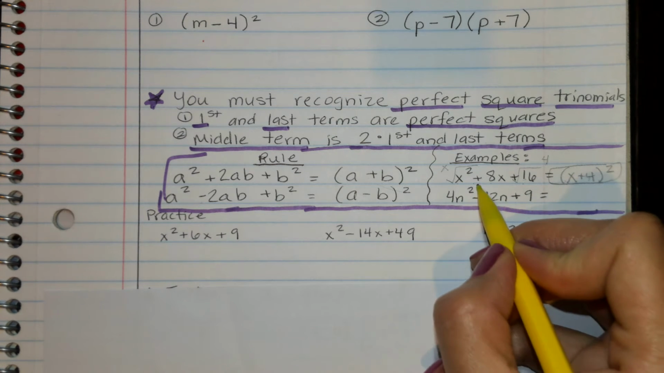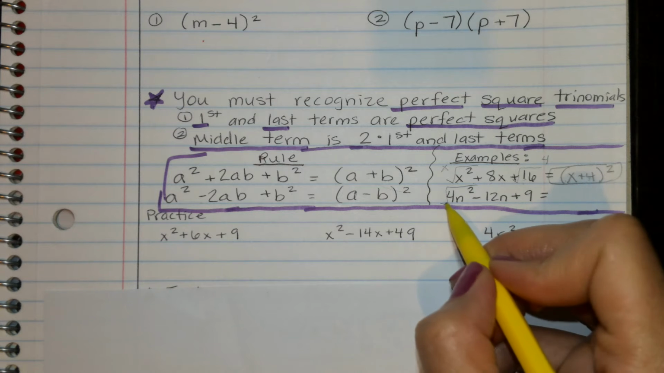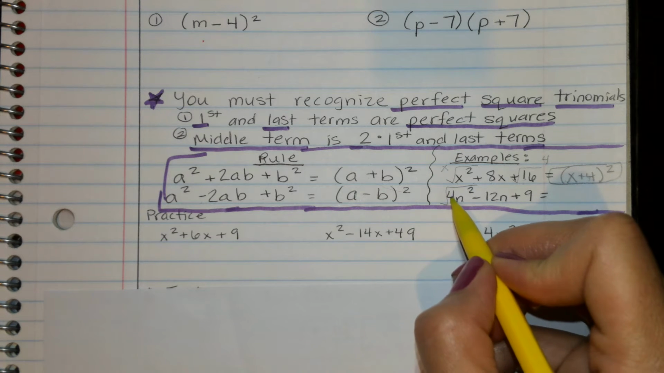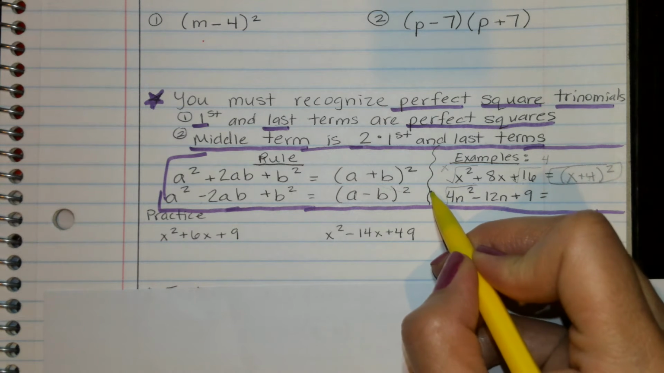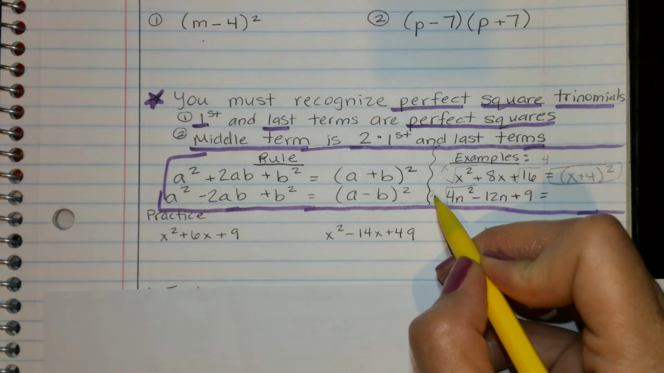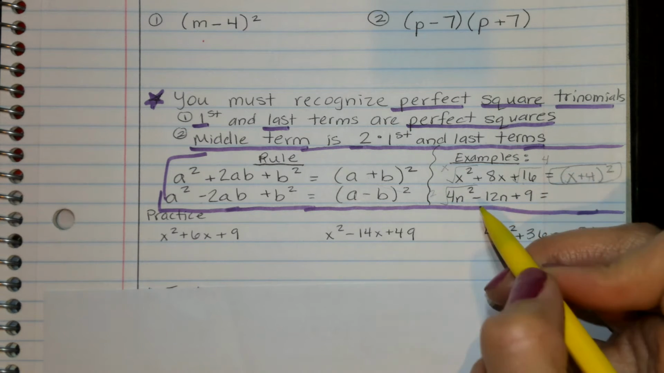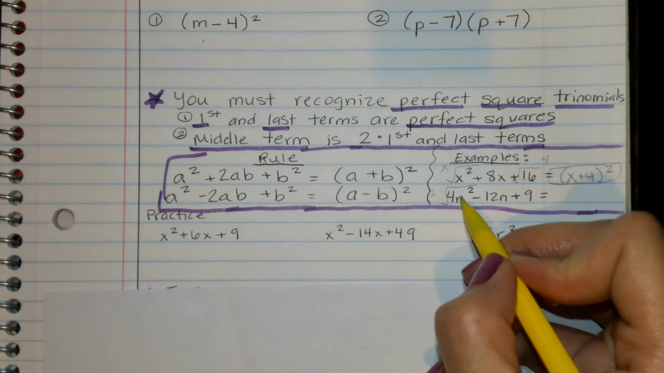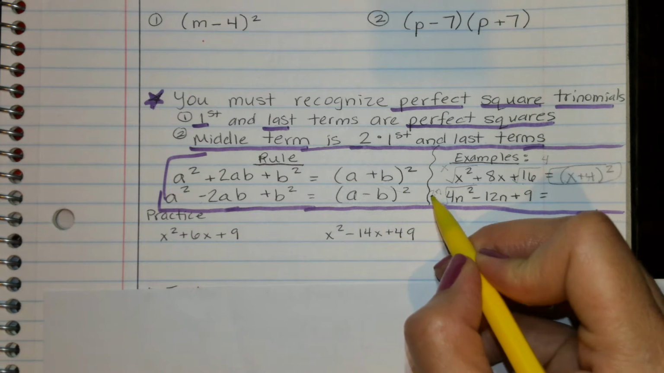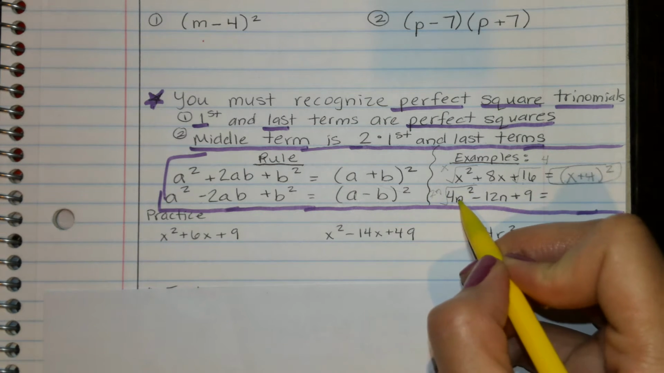So check and see, can you square root the first term? 4n squared, the square root of 4 is 2. This is like scratch work. You don't have to do this, and I usually do it in my head, but I'm showing you guys. And then the square root of n squared is n. So 2n times 2n is 4n squared.